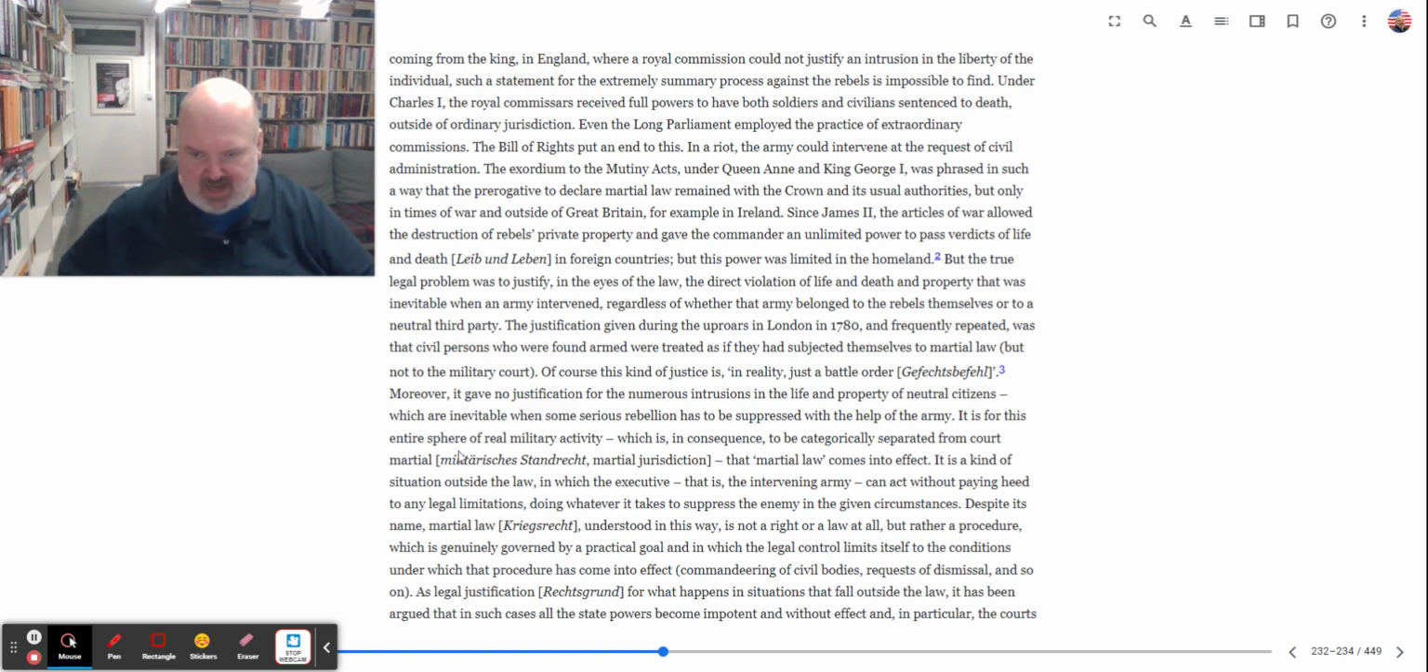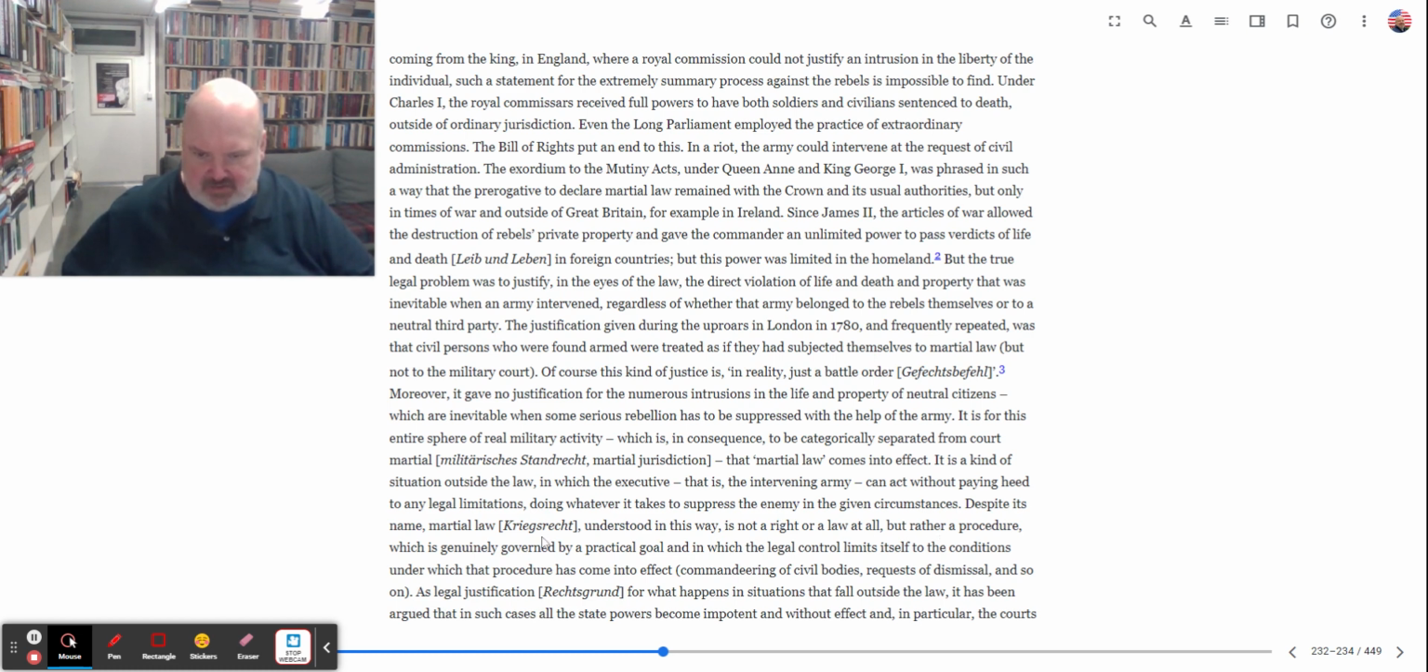It is for this entire sphere of real military action, which, in consequence, has to be categorized separately from court martial, in other words, military jurisdiction, as a kind of martial jurisdiction. I think that's a better word, a martial jurisdiction. That martial law comes into effect. It is a kind of situation outside the law, in which the executive, that is, the intervening army, can act without paying heed to any legal limitations, doing whatever it takes to suppress the enemy in the given circumstances.